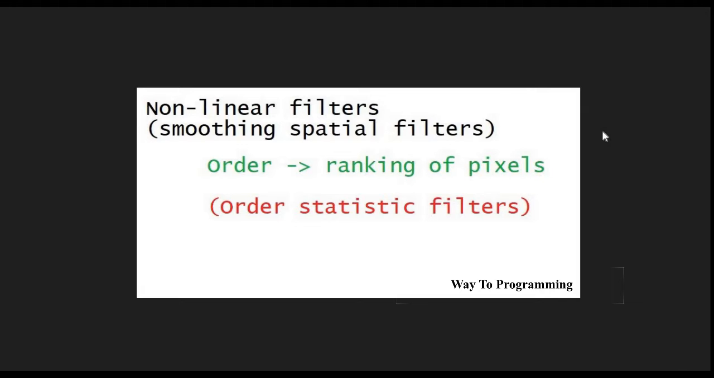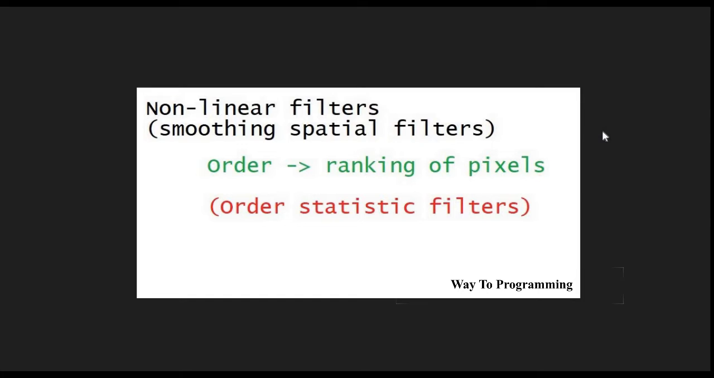So let's start. Non-linear filters, as the name suggests, are not linear. As I told you before, they are based on ordering or ranking of the pixels, and that's why they're also called order statistic filters. Ranking means that you have to rank all the pixels either in ascending order or in descending order.